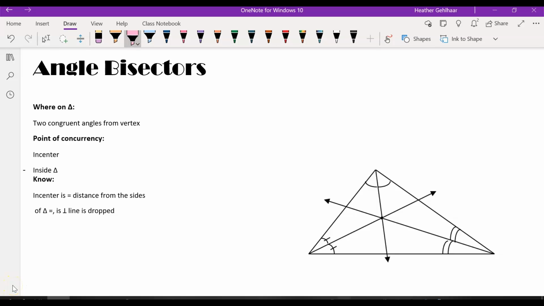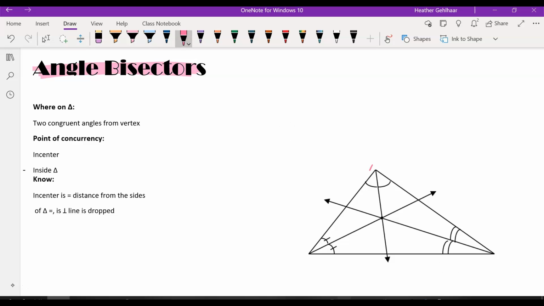This video is all about angle bisectors. Angle bisectors is a nice little review for us, but now we're going to add a couple little things to it. An angle bisector is going to be a ray or a segment or a line that is bisecting an angle.